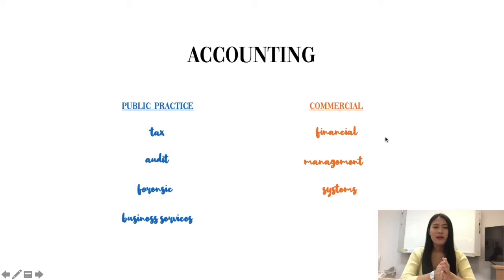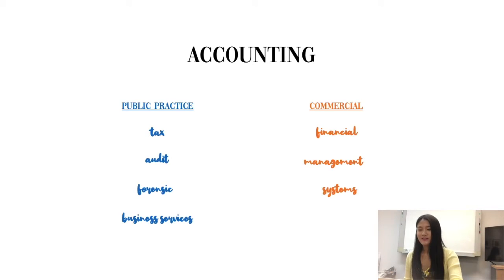So when you think of accounting, well, when I think of accounting, there are two types. So there's public practice side and commercial side. As listed here, there's tax, audit, forensic accounting, business services. Business services is what I'm doing right now, and tax. So that's like the fundamental. I think tax is like the most known accounting.